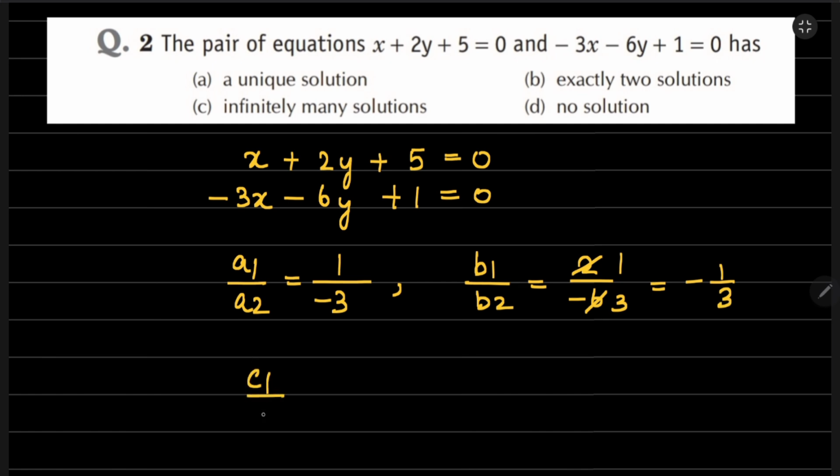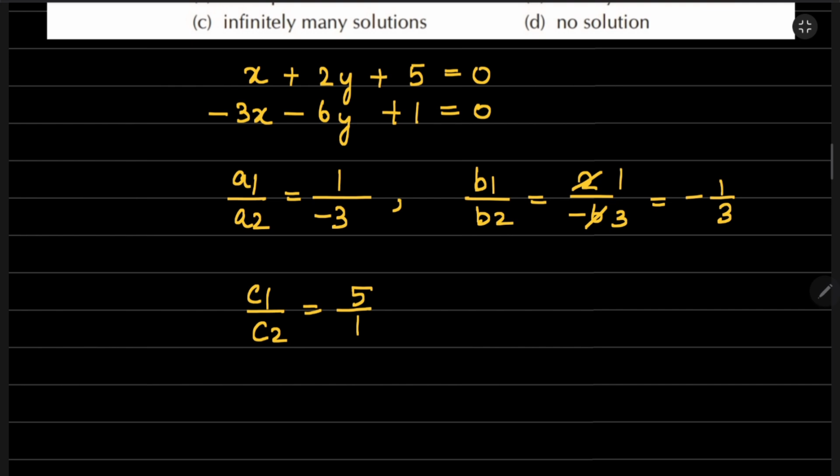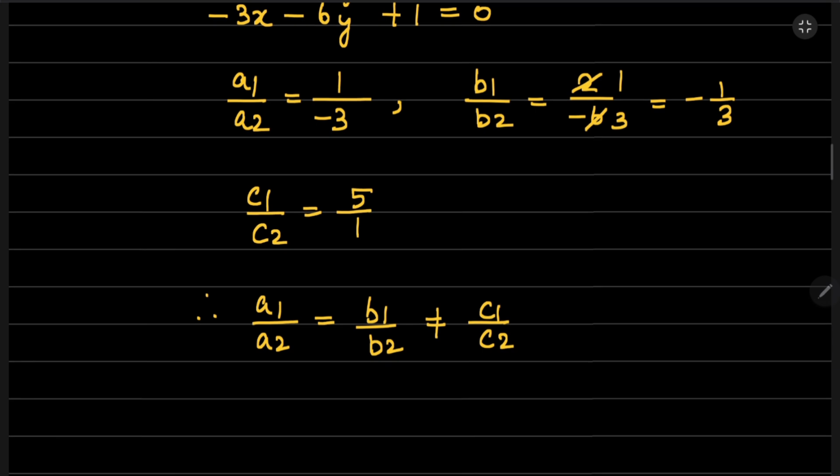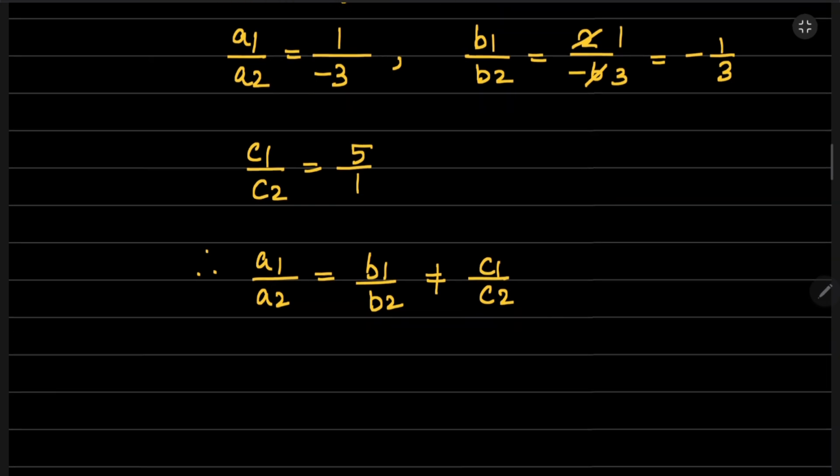What's your C1 by C2? As you can see, your C1 by C2 is the constant coefficient here, which is nothing but 5 by 1. So from these 3 values, what do you see? Therefore, A1 by A2 is equal to B1 by B2, but this is not equal to C1 by C2. So this is the condition wherein the lines are parallel. Okay, so because you have your A1 by A2 ratio equal to B1 by B2, but that is not equal to C1 by C2, what do you infer? This is a condition when the lines are parallel.